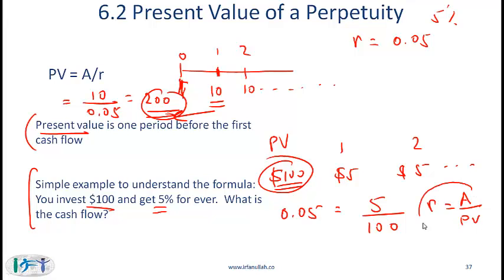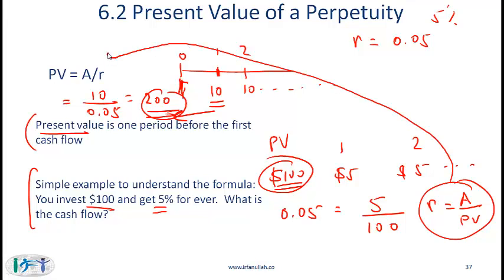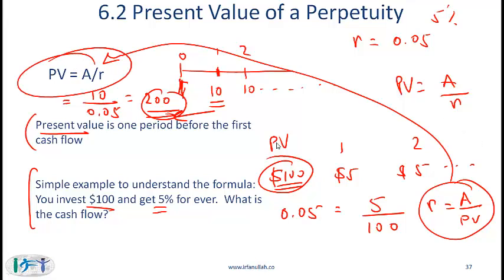So this expression has simply been rewritten to come up with this. Using very basic algebra, you can then see that the present value is equal to A over R. So that is where this expression comes from.